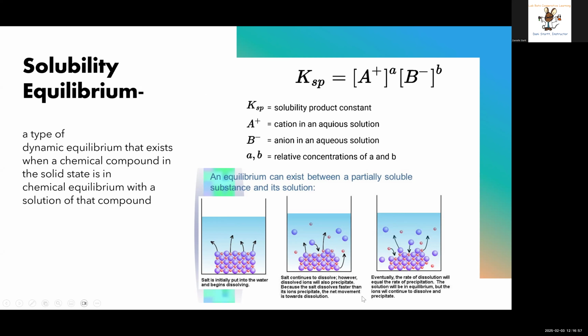I'll give you a minute to look at this graphic here, but it says salt is initially put into water and begins dissolving. Salt continues to dissolve, however, salt ions will also precipitate. Because the salt dissolves faster than the ions precipitate, the net movement is towards dissolution. Eventually, the rate of dissolution will equal the rate of precipitation, and the solution will be in equilibrium, but the ions will continue to dissolve and precipitate. An equilibrium can exist between a partially soluble substance and its solution.